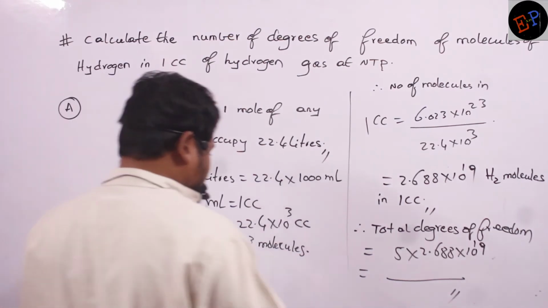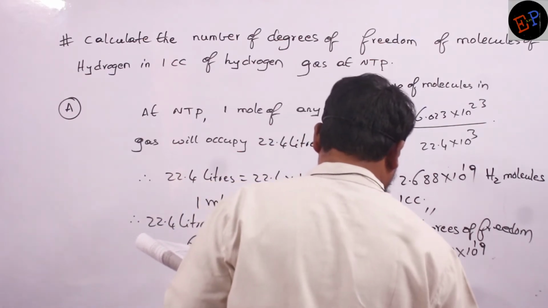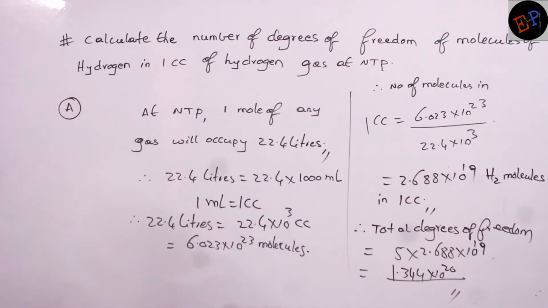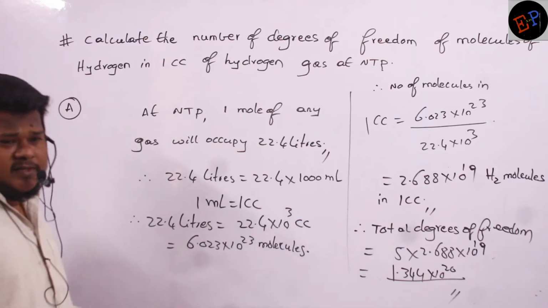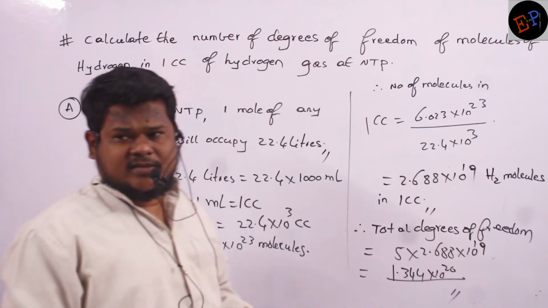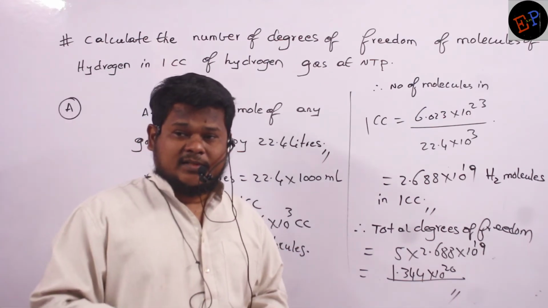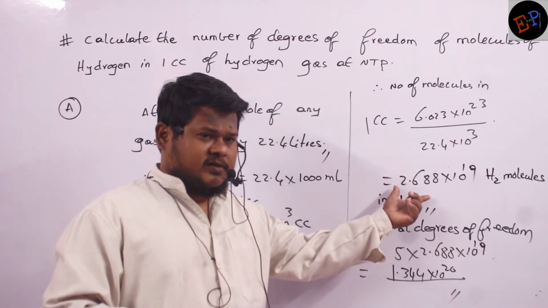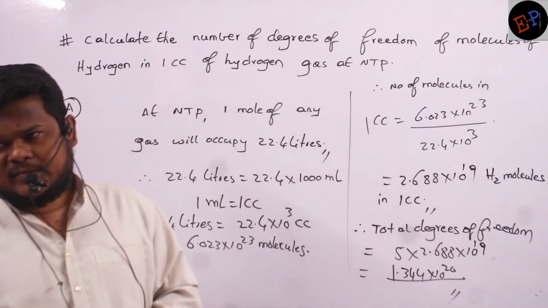So therefore the answer is 1.344 multiplied by 10 power 20. So this is the total degrees of freedom present in this 1 cc of container. Okay? Sima, if it is oxygen gas, same. If it is helium gas, molecules are same. Molecules remain the same, but instead of 5 I have to write 3 because helium is a monoatomic gas. Are you able to understand?